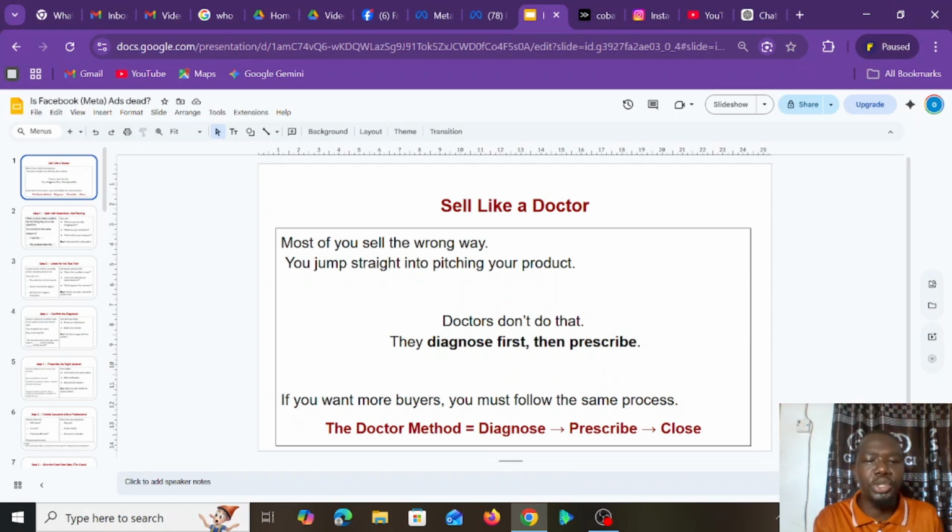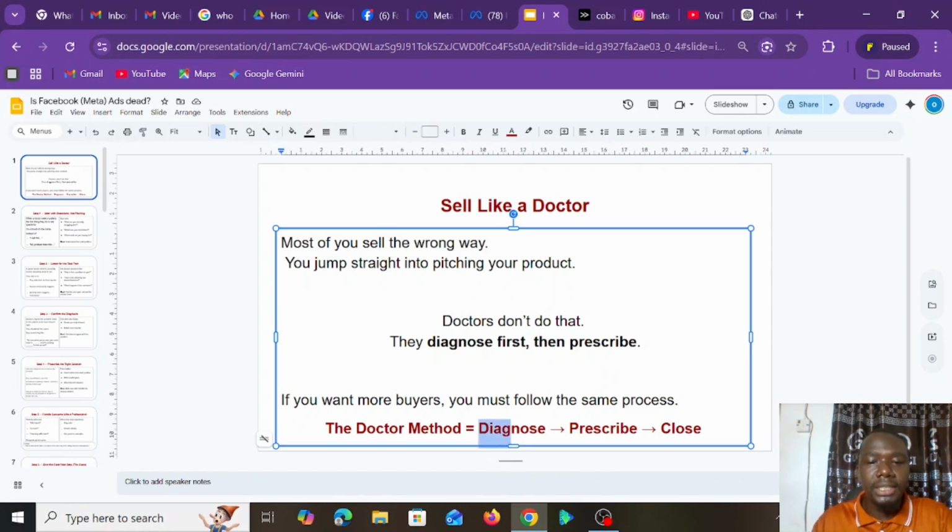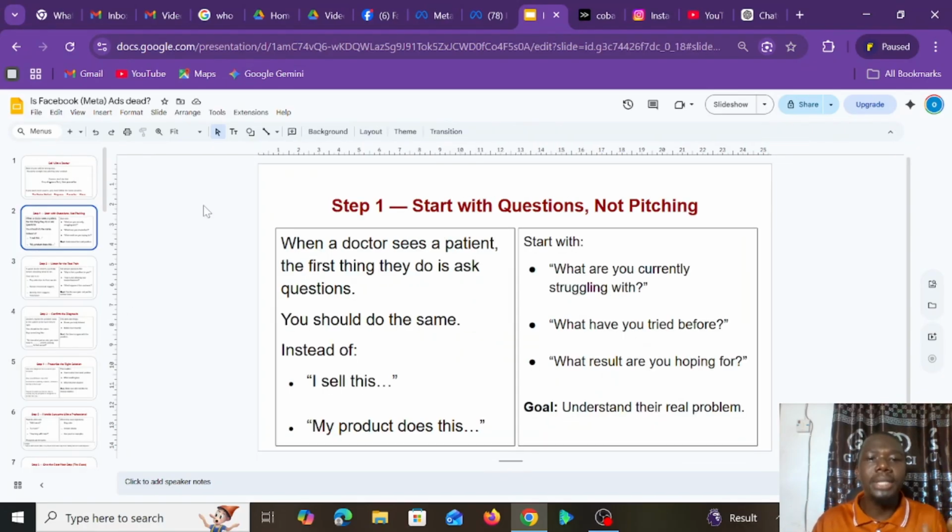And what is the doctor's process? The doctor's process is that they diagnose first. After diagnosing, they prescribe the solution and they close the sale. They diagnose, they prescribe, and they close the sale. And that's what you also want to be doing in your sales process. Now, step one, remember I said you have to diagnose.